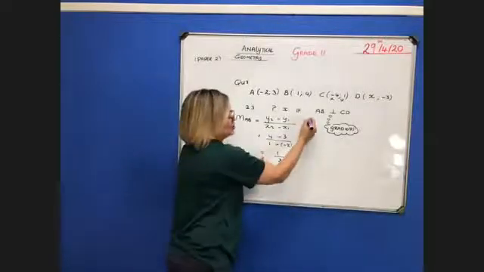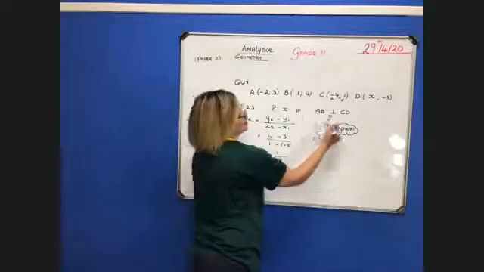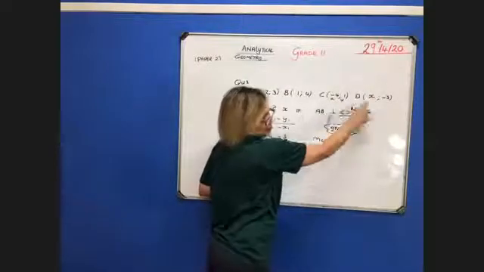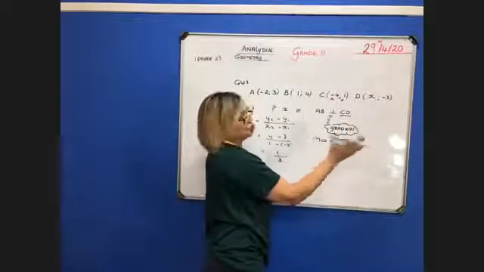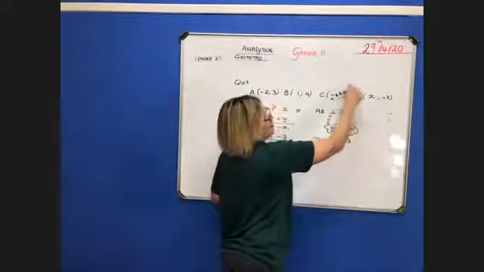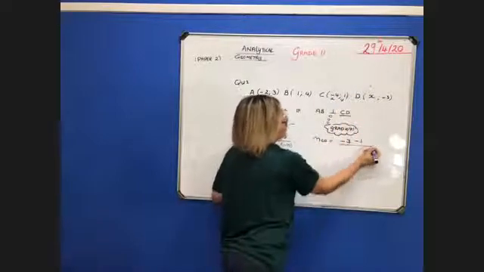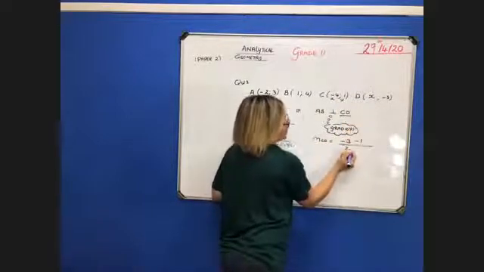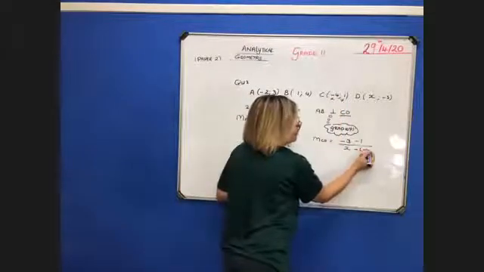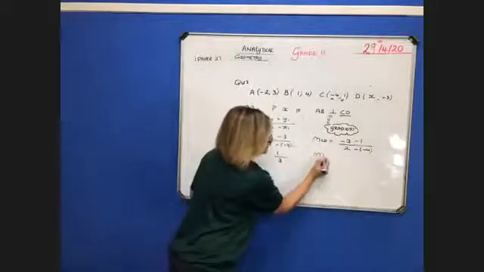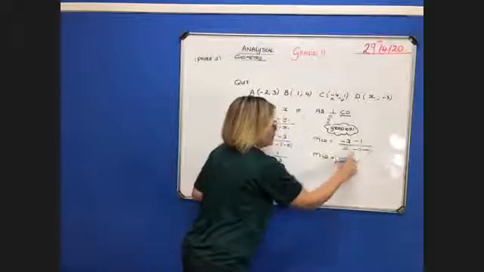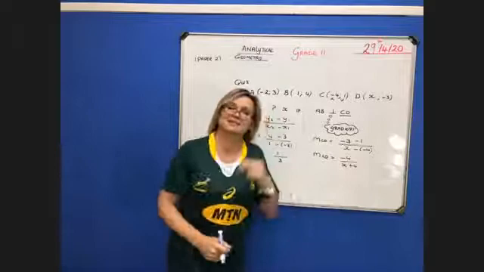Now, let's quickly work out the gradient of CD. Now, please take note, there is going to be a variable x in this answer, okay? Don't panic. We know we take the y of the one coordinate of CD minus the y of the other over the x of the coordinate we started with minus the x of the other coordinate. And remember, be careful when you're minusing a minus. So the gradient of CD is negative 4 over x plus 4. That minus times minus becomes a plus.